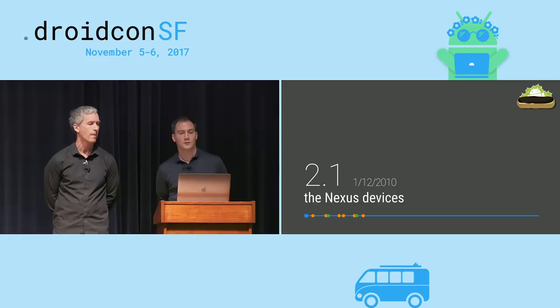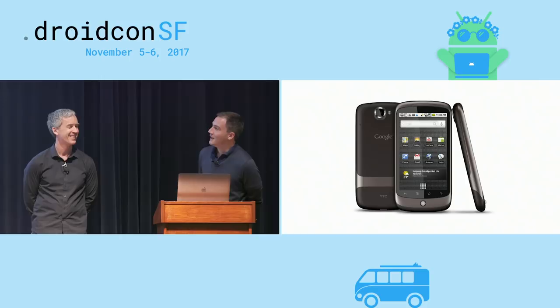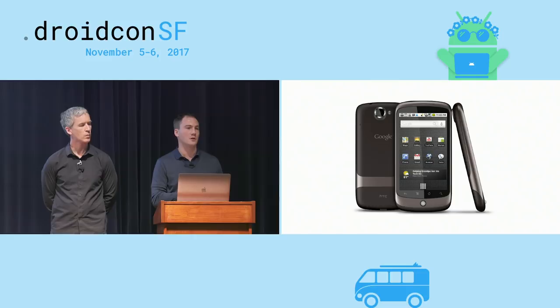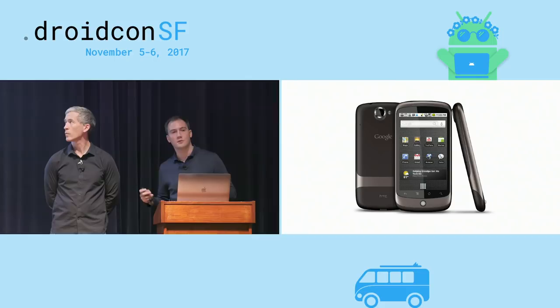And 2.1 was still called Eclair because I assume it's annoying to find a new name, so why bother? We shipped it with the Nexus One. The Nexus One is interesting. We still had the trackball, but you can see that the buttons at the bottom were still hardware buttons, but they were not push buttons. That was a small capacitive screen, effectively. So that was the start of what took many, many years, which is to get rid of the physical buttons except power and volume. This is still a great phone.